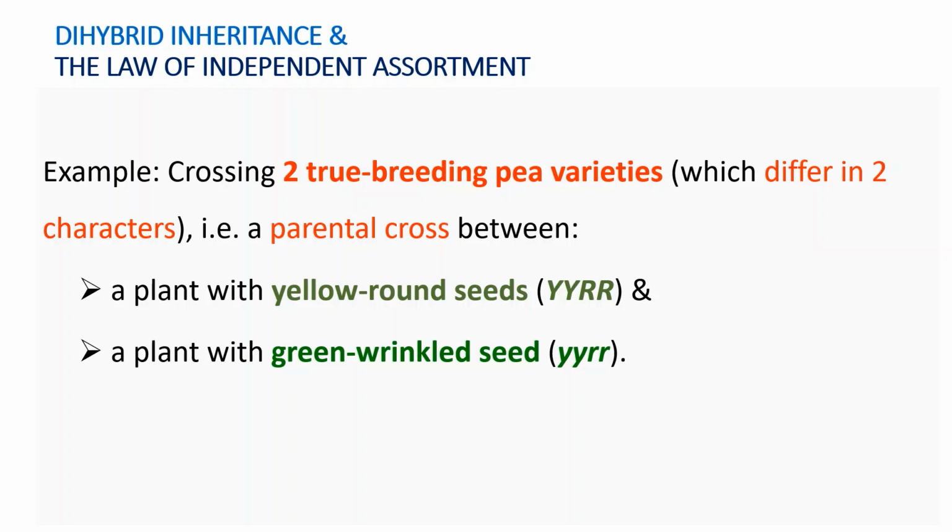As you can see from the genotype here, there are two genes that govern the expression of two different characters. The first gene is controlled by the Y allele, so the Y allele will determine the seed color. And the second gene, which is governed by the R allele, expresses the seed shape.